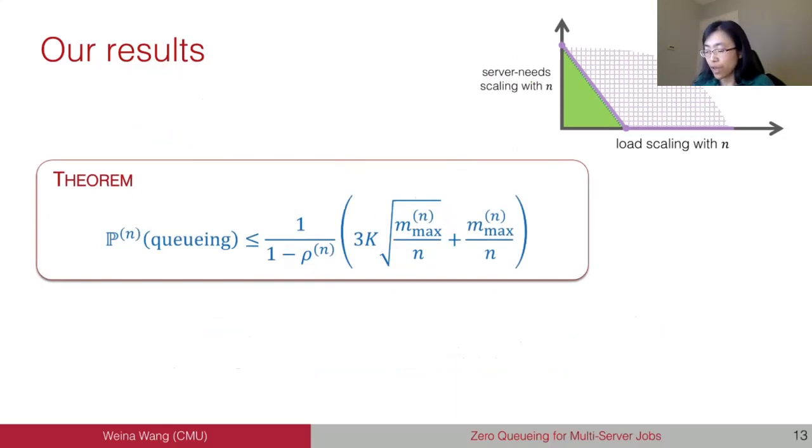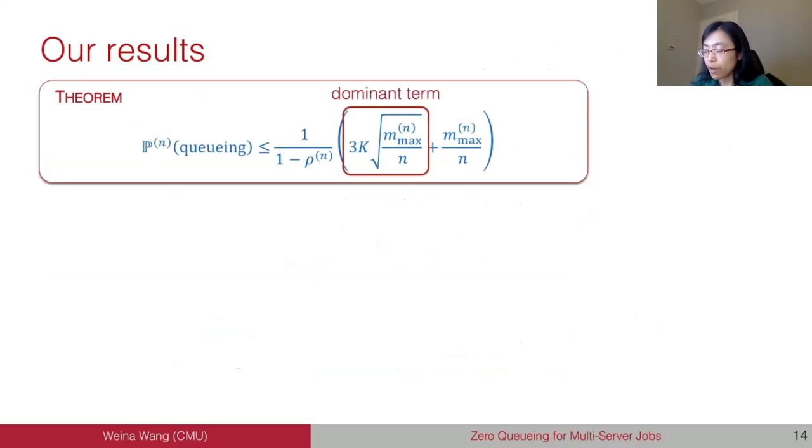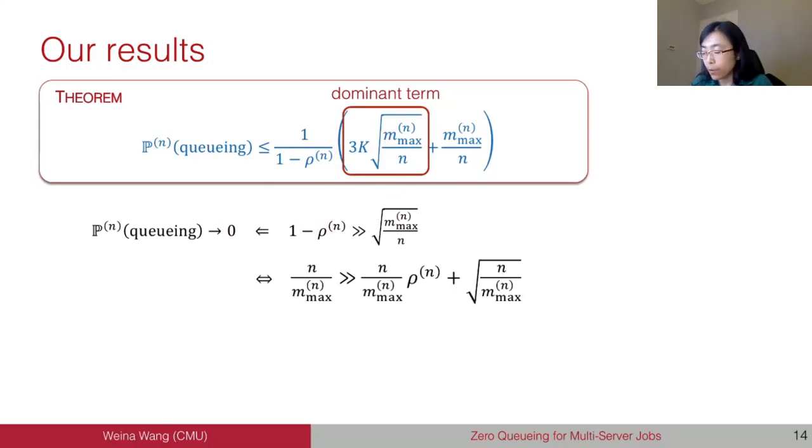So let's understand this expression a little bit better. First, among the two terms in the parentheses, the first one is the dominant term. This is because we make an assumption that the maximum server need is much smaller than n. Then to make the queuing probability converge to 0, a sufficient condition is this: the denominator is much larger than the dominant term. And then we can write this in an equivalent form by just moving the terms around, and this form allows us to explain this condition.